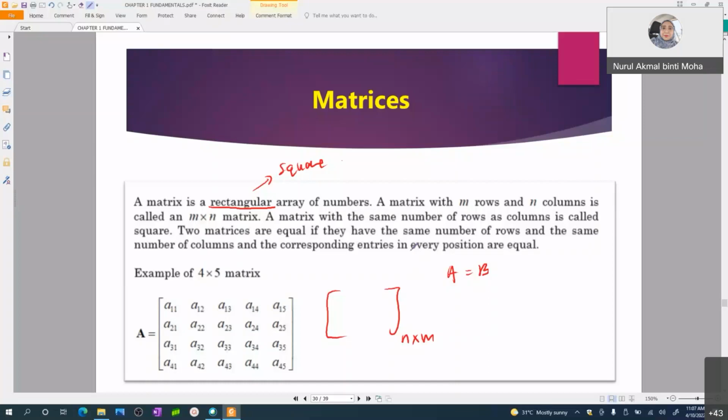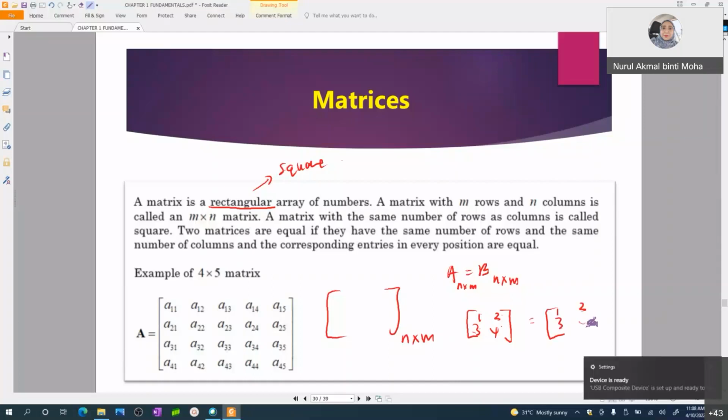Not only the columns and the rows are equal, but also the elements. So let's say you have 1, 2, 3, 4. Each of the elements in A is equal to each element in B. So for B, you have 1, 2, 3, 4 as well. This is for a 2 times 2 matrix.